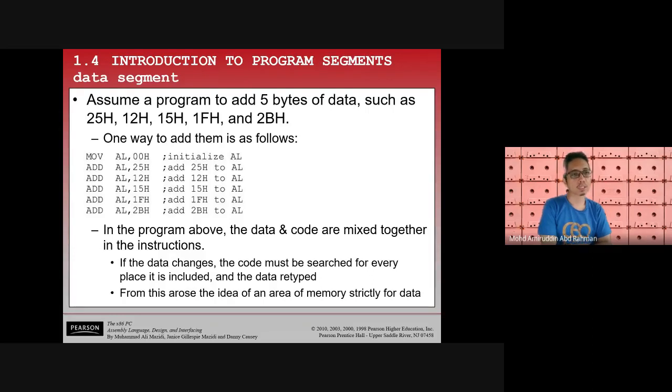Okay, so in this program, the data and code are mixed together. If the data changes, the code must be searched for every place it is included and the data retyped. So from this arose the idea of an area of memory strictly for data.